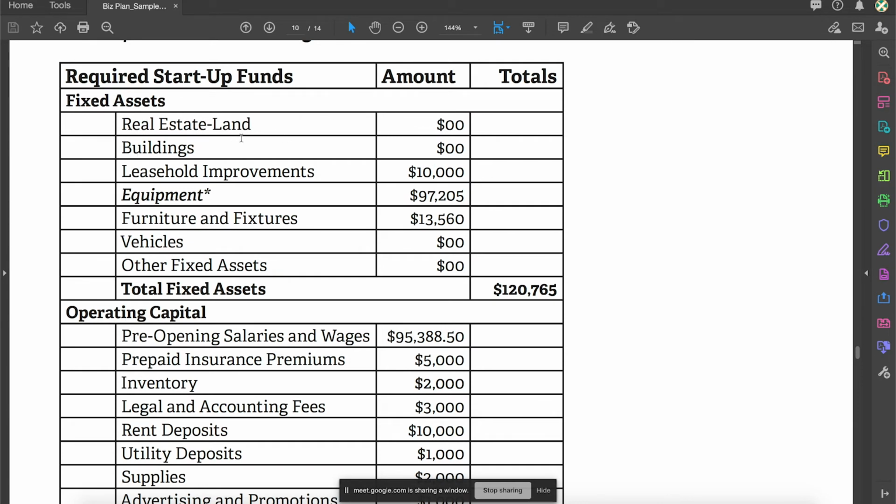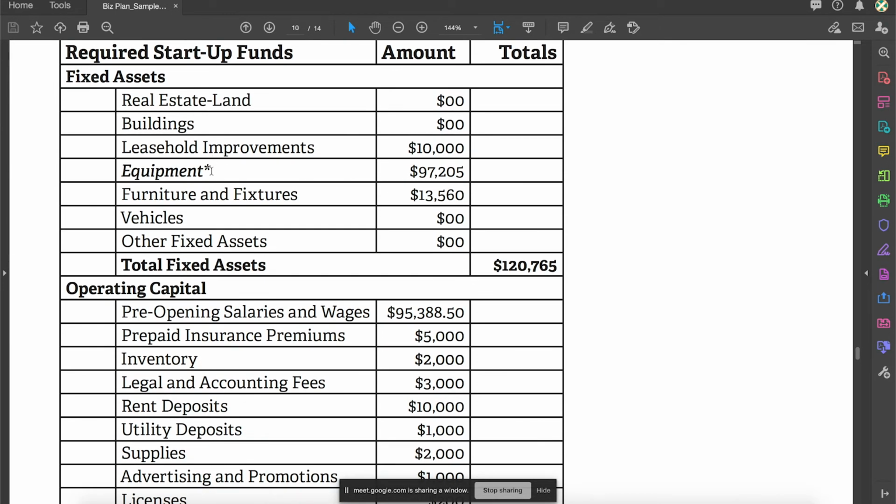If you're going to buy a building, leasehold improvements would be improvements to the building itself. Or if you're going to rent a space, this is how much money you would want to dedicate to upgrading it and making it look good for your business.